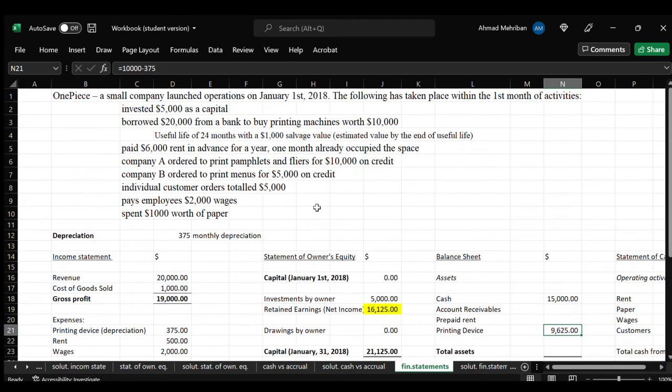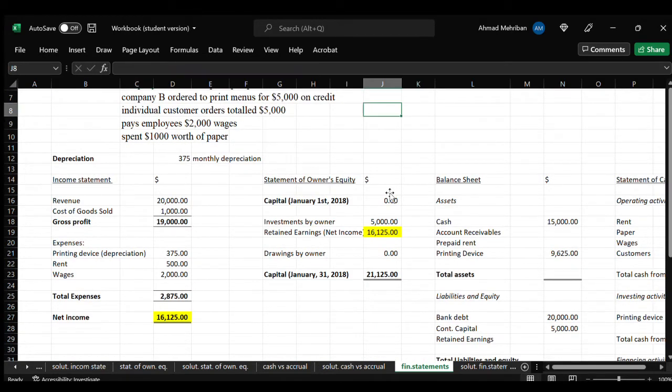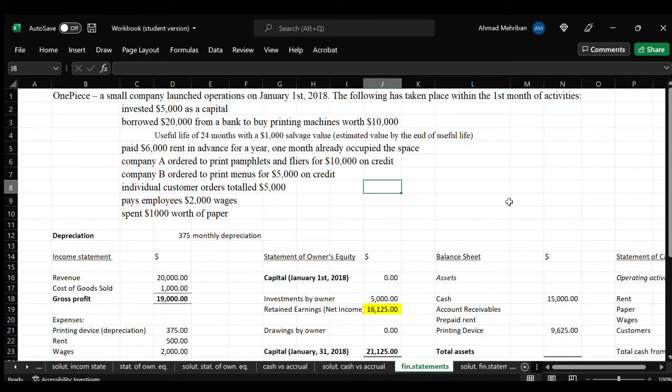Okay, that's it. Now the next one is paid 6,000 rent in advance. So the payment of $6,000 of rent implies a reduction in cash. So we do it here. We follow with the formula minus 6,000. And so the rent has been expensed $500, but we have $5,500 worth of prepaid rent, and we have to record it in our assets, in the prepaid rent space.